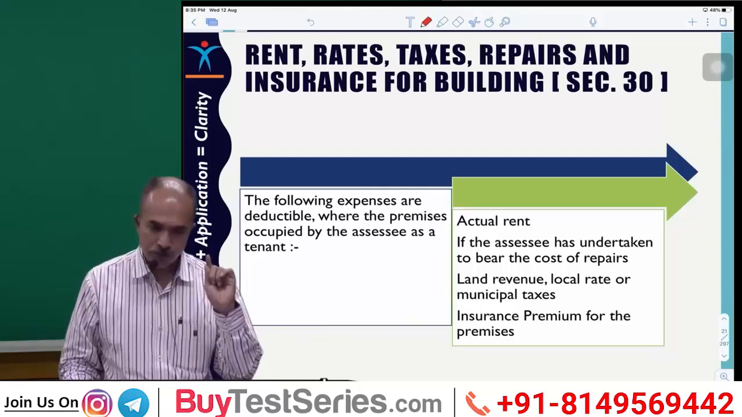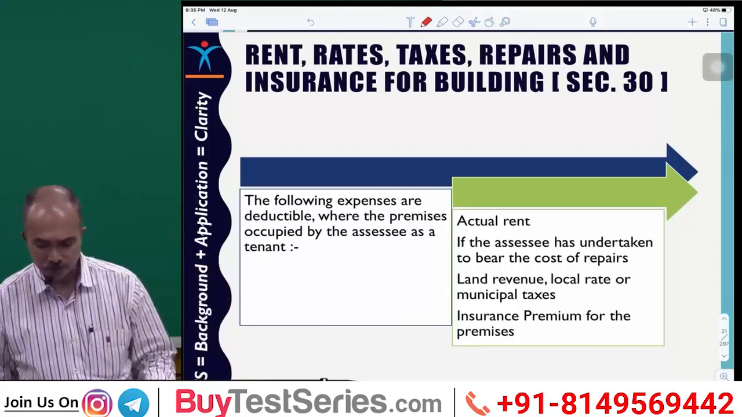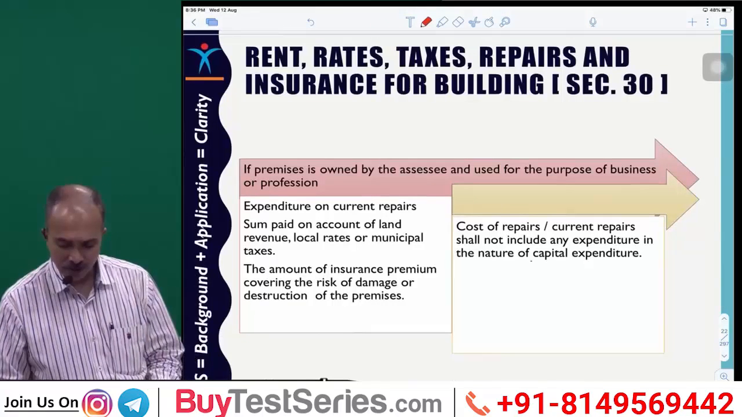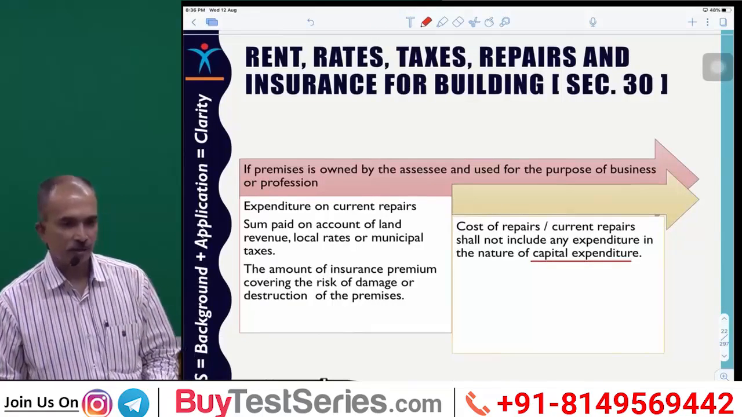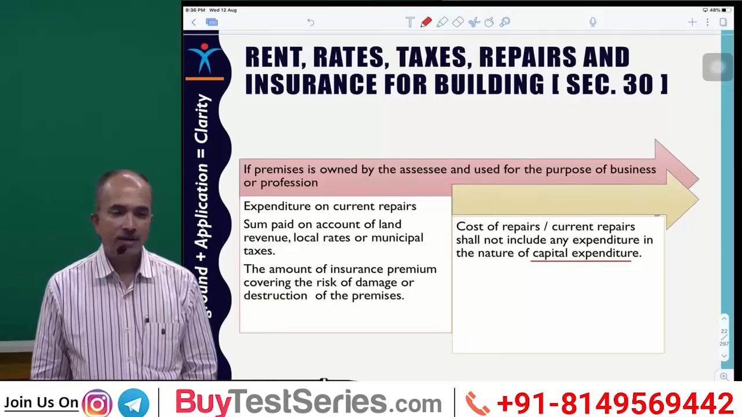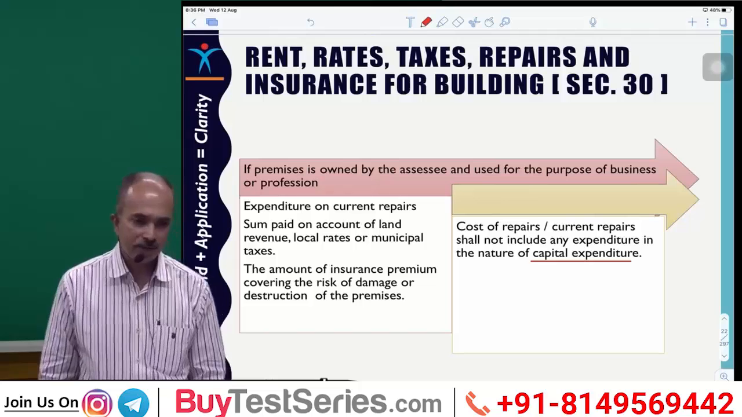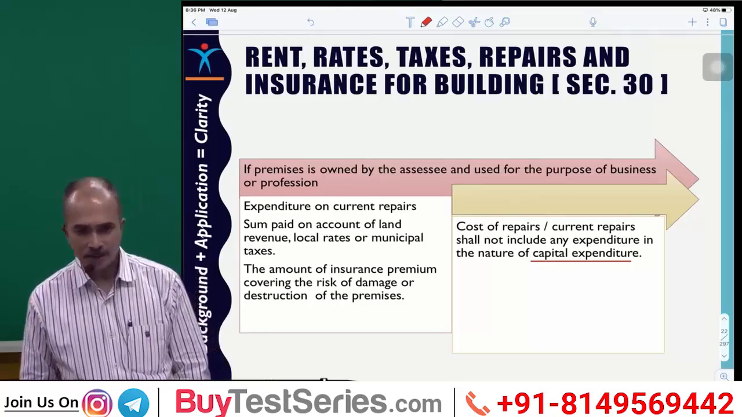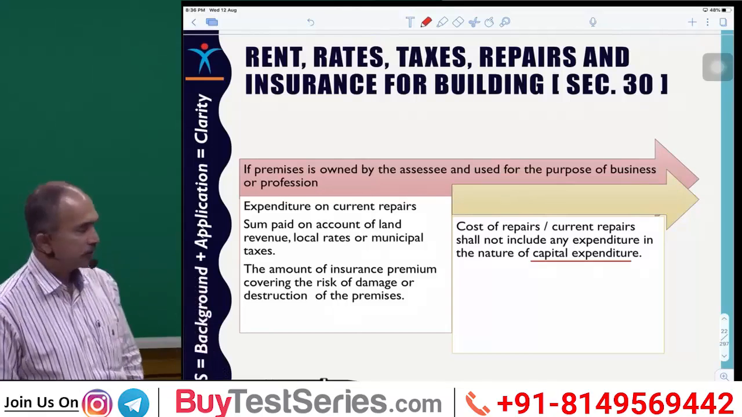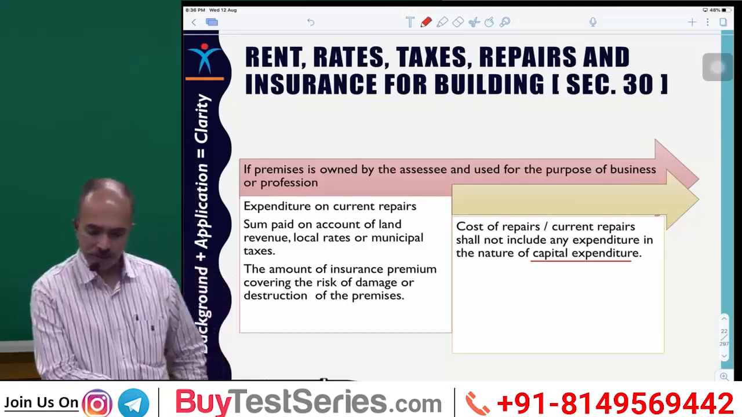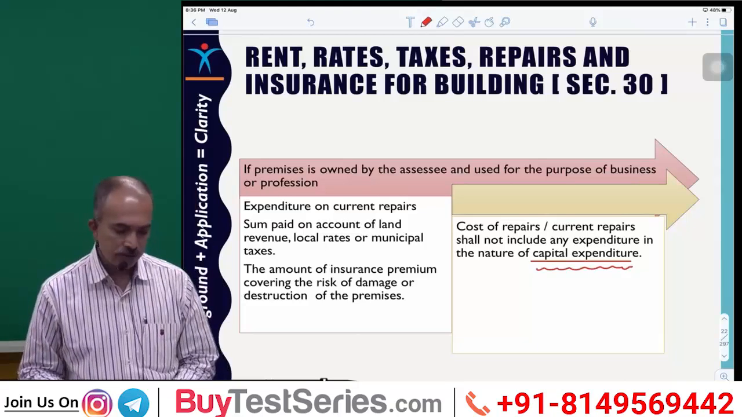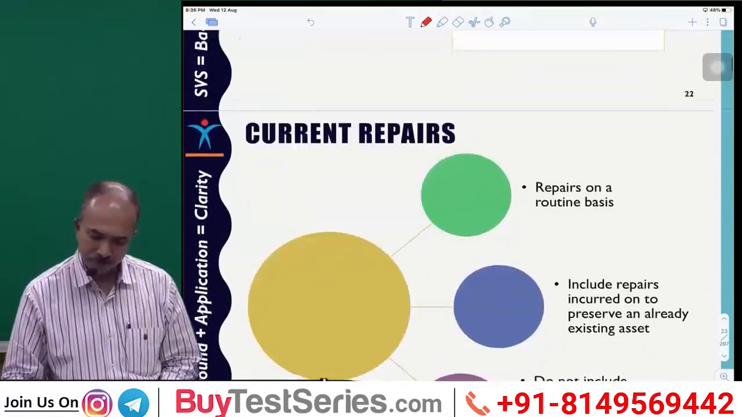Only one small but important restriction, and rightly so. And what is that? Repairs will not include capital expenditure. So ऐसा नहीं होना चाहिए. I have practically done capital additions to the building and I say this is a repair. Repairs will not include capital expenditure. Comfortable? So capital expenditure is not a part of repairs. So this is something we have to remember.